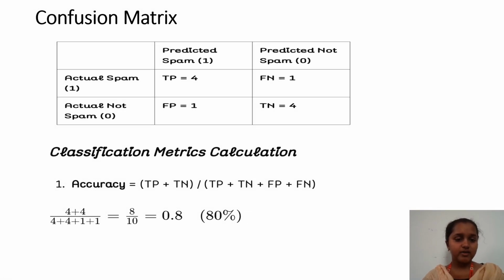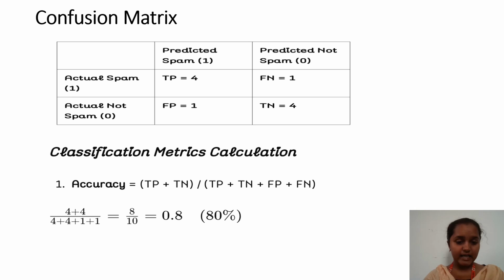The confusion matrix from the table is: true positives are 4 and false negatives are 1 for actual spam. For actual not spam, false positives are 1 and true negatives are 4. Classification metrics calculation. Here we find the classification metrics for the given data.